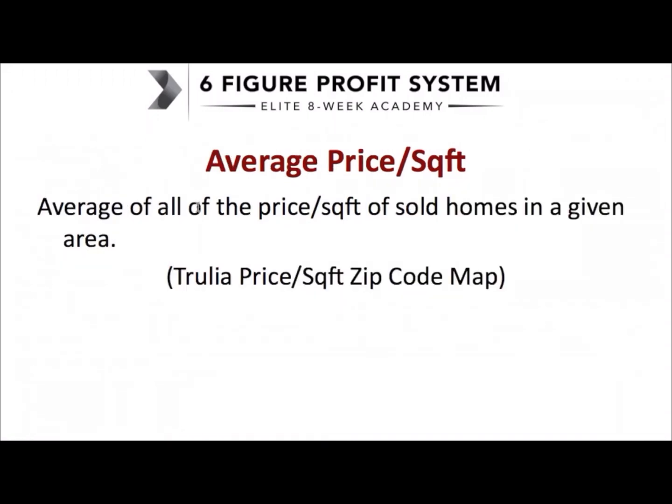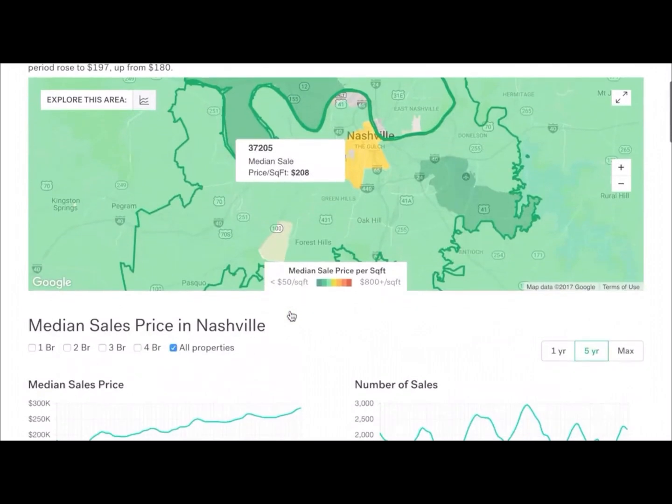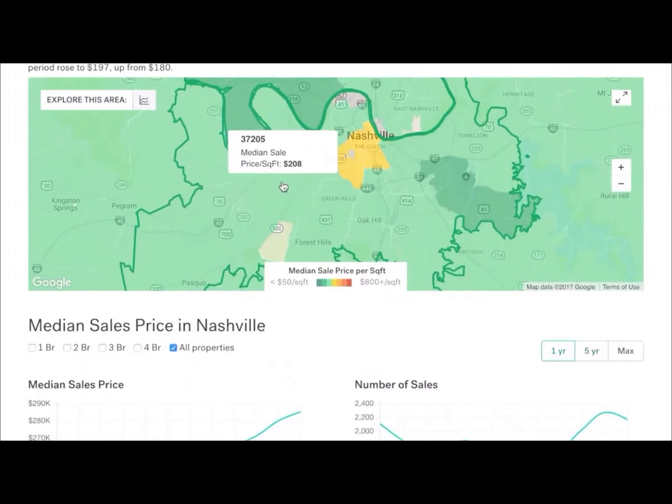The average price per square foot is the average of all of the price per square foot of homes in a given area. So when we go back here, if I look at 37205, that means of all the homes that have sold in that zip code over the past year, because let me put it to 1 year, let's look at this one. So over the past year, of all of the sold homes in zip code 37205, the median sale price is $208 a foot. Okay, is that making sense there?